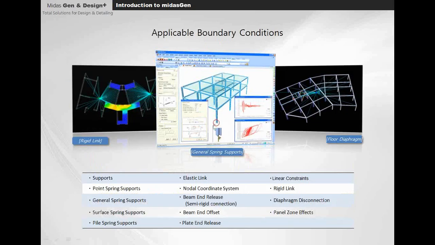Now, in order to create a realistic model, it is necessary to give proper boundary conditions to the model. Midas Gen, our software, supports various types of boundary conditions, such as point spring supports apart from the general supports. We have surface spring supports. We can also model pile springs and elastic links, rigid links, and beam end releases as well as beam end offsets can be modeled in Midas Gen.